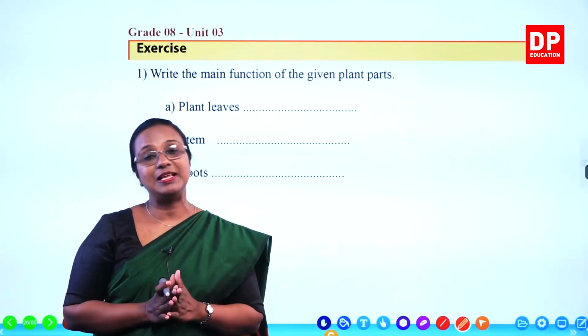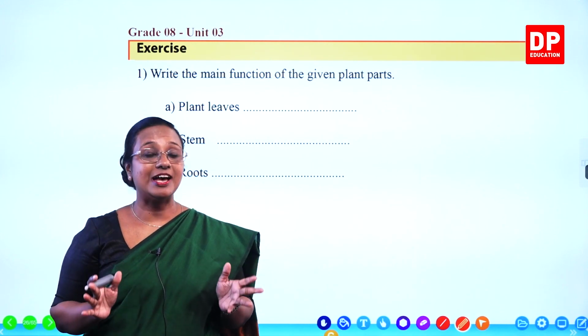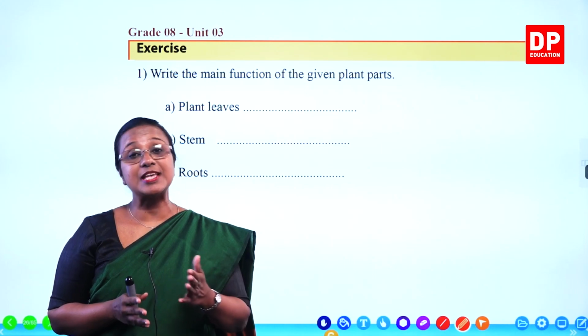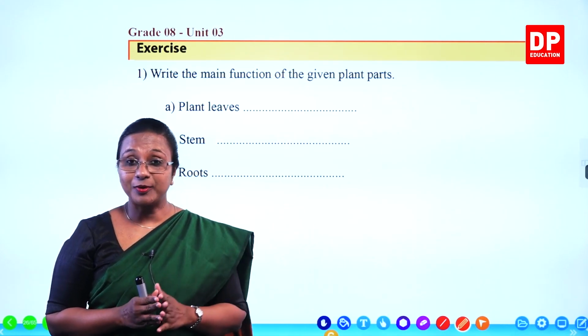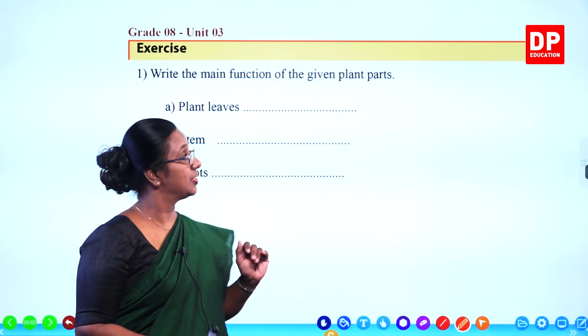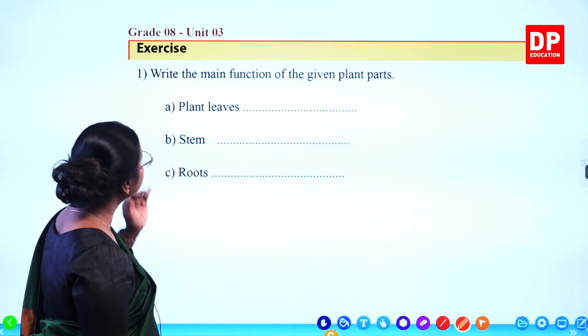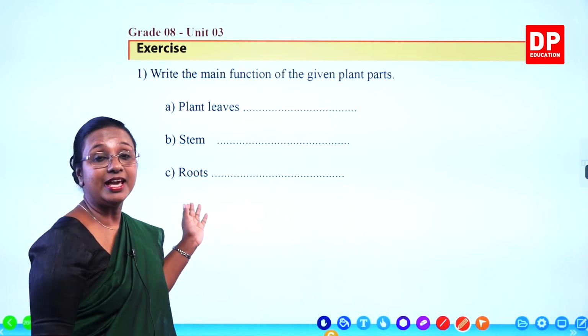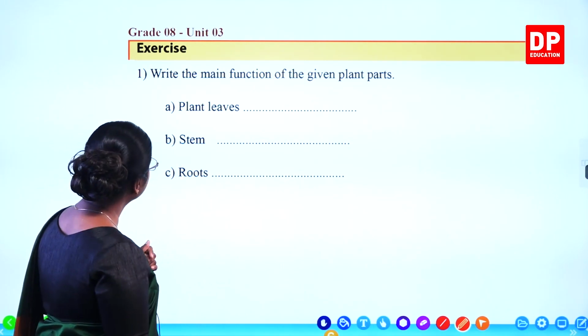So we have completed the lesson and we have discussed the diversity and functions of the leaves, stems and the roots. So now I'm going to discuss the questions. These are the questions given in your grade 8 science textbook, that is unit 3 exercise. I will discuss that first.